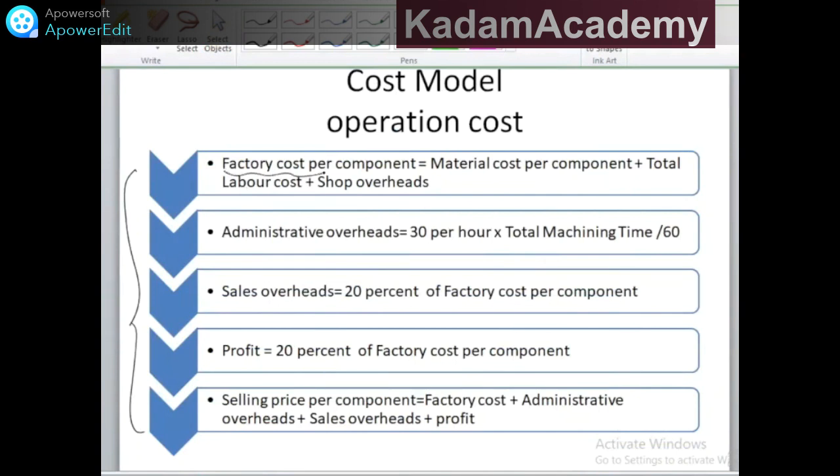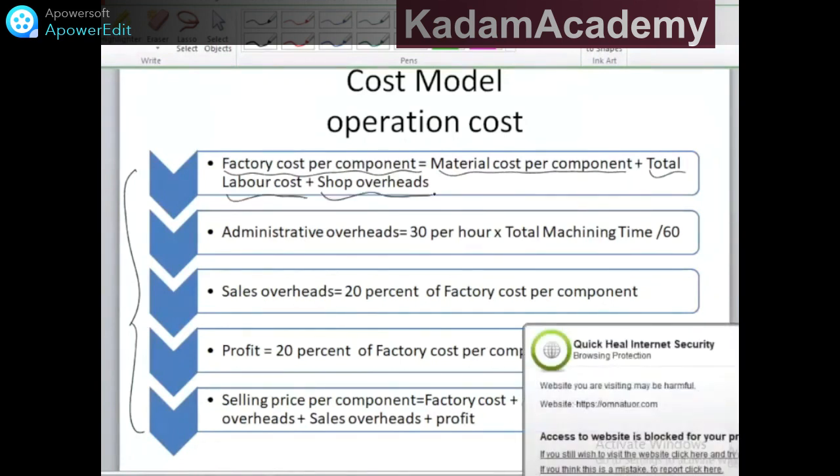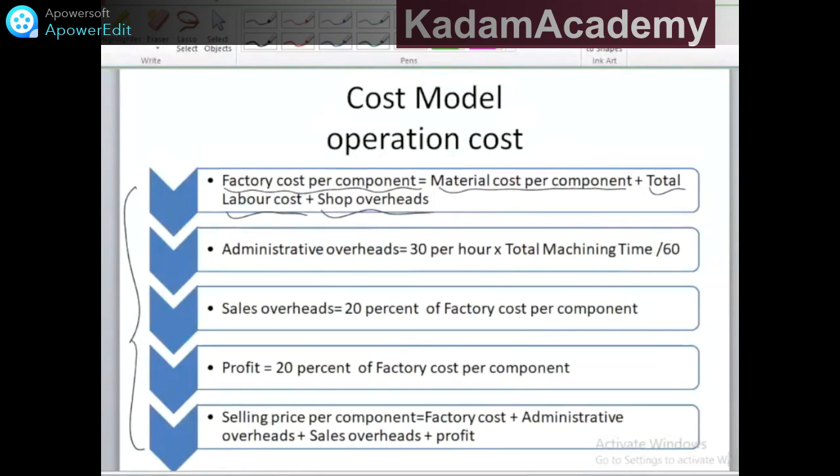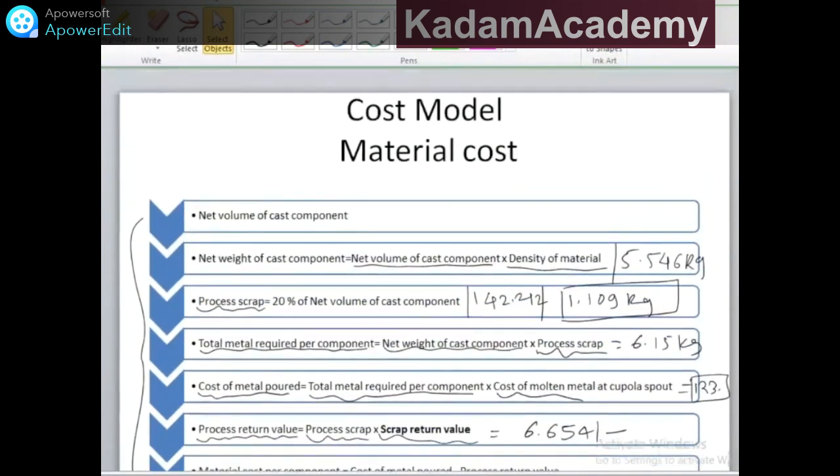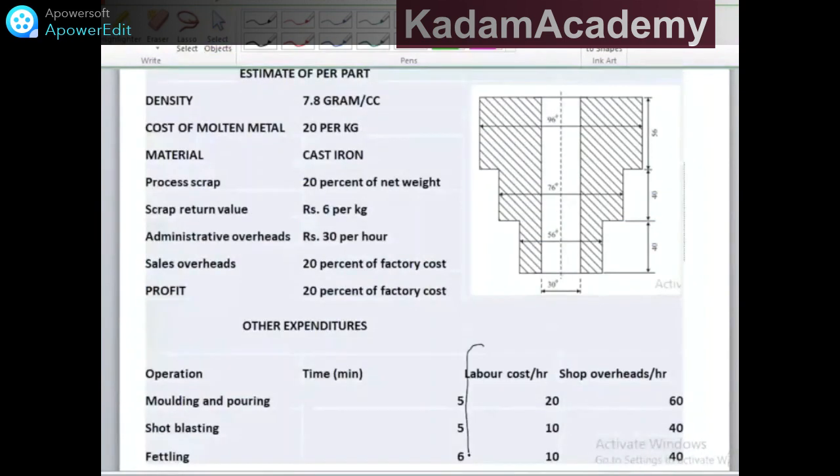So factory cost per component. Factory cost per component means you have to find out the machining cost per component. That is material cost per component plus total labor cost plus shop overheads. Now let us go back and find out how to find out the labor cost. Now how to find out the total labor cost?